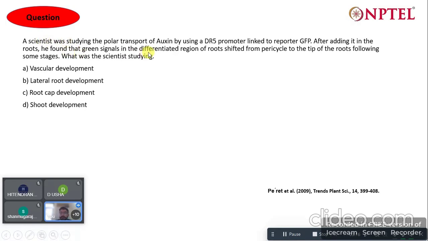A scientist was studying the polar transport of auxin by using a DR5 promoter linked to reporter GFP. After adding it to the roots, he found that the green signals in the differentiated region of the roots shifted from the pericycle to the tip of the roots following some stages. So after some stages, the GFP signal shifted from the pericycle to the end of the roots. What was the scientist studying, or what experiment was he planning? The options are vascular development of the plant, lateral root development, shoot cap development, or shoot development. Can anybody take a guess? Lateral root development. Okay, any more guesses?